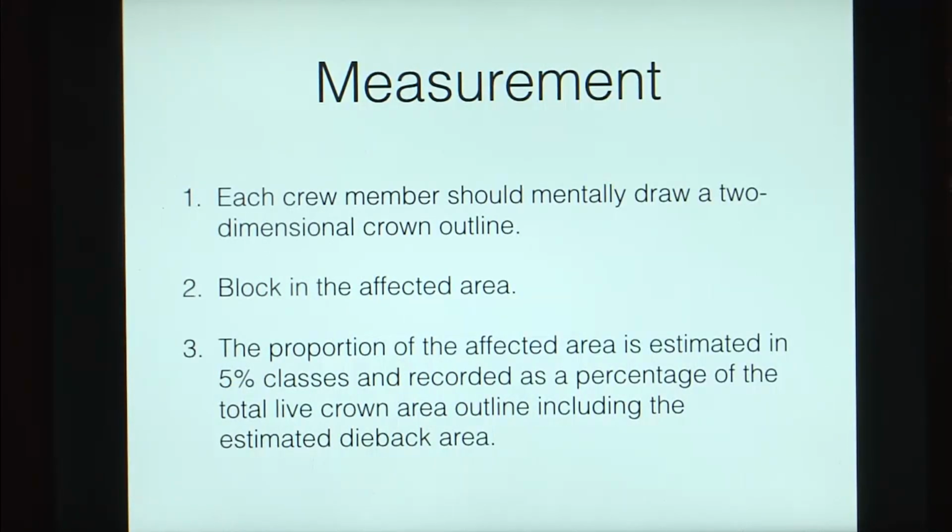1. Each crew member should mentally draw a 2-dimensional crown outline. So, this is a 2-dimensional crown outline, and next we block in the affected area. So, the affected area is the area that has experienced a dieback. The proportion of the affected area is estimated in 5% classes and recorded as a percentage of the total live crown area outline, including the estimated dieback area.